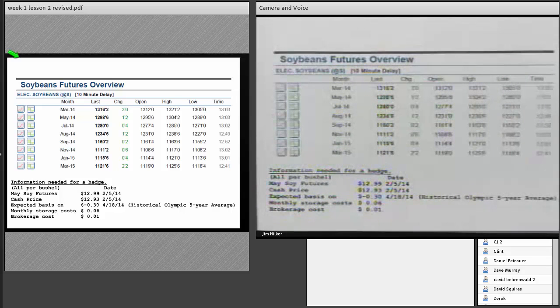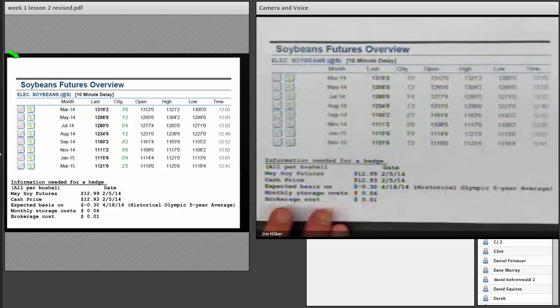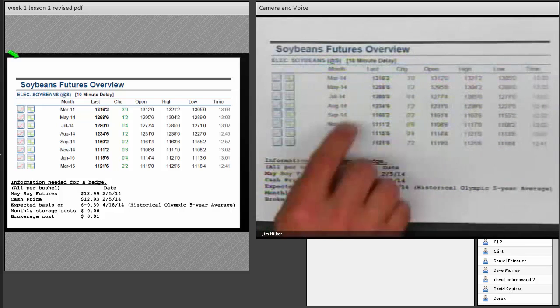I've written in some of the numbers already, just to let us go. Let's make a hedge to even make the point. So we're going to use May soybeans, and we purchase them. We bought them for $12.99.